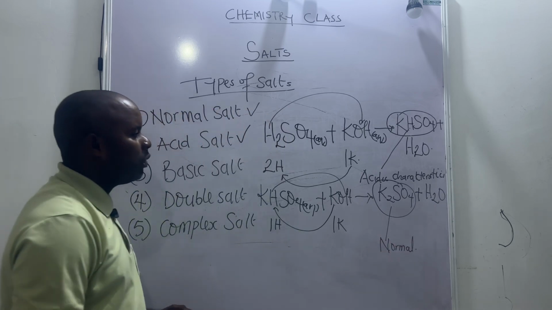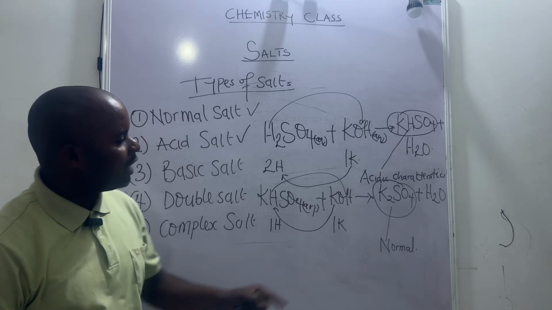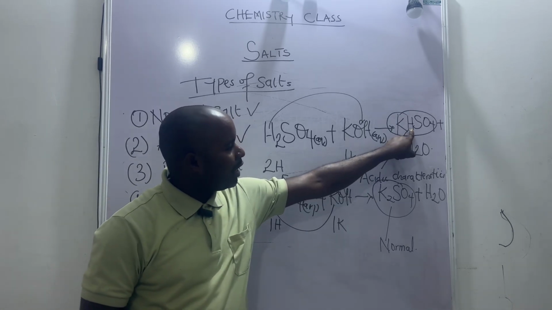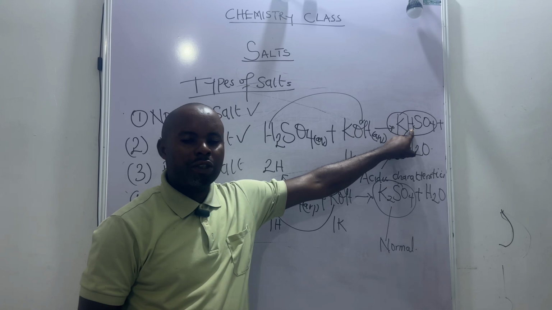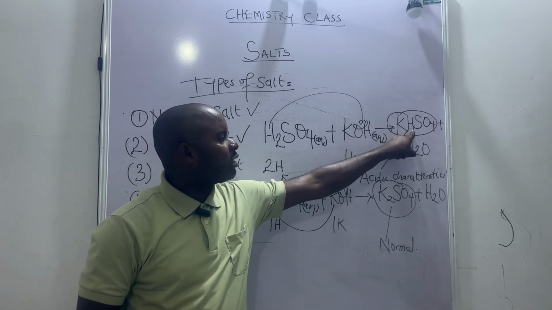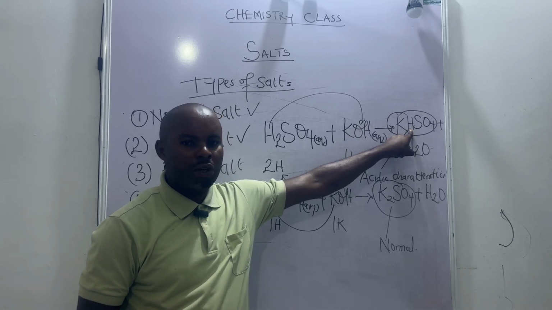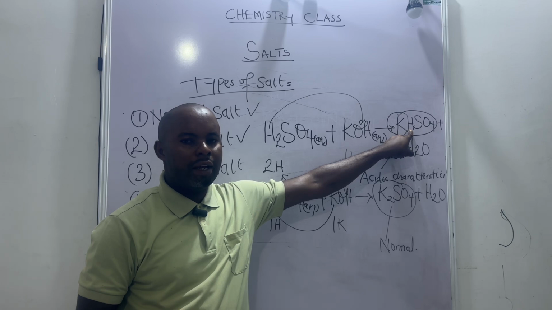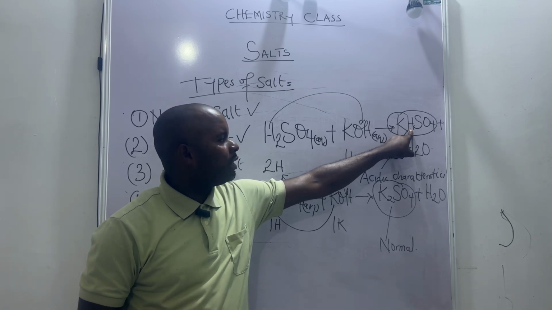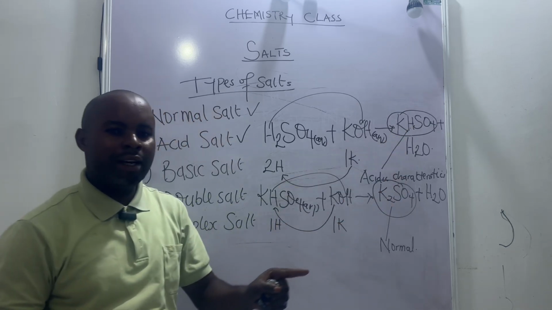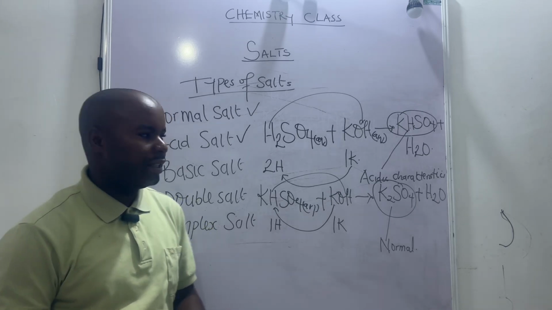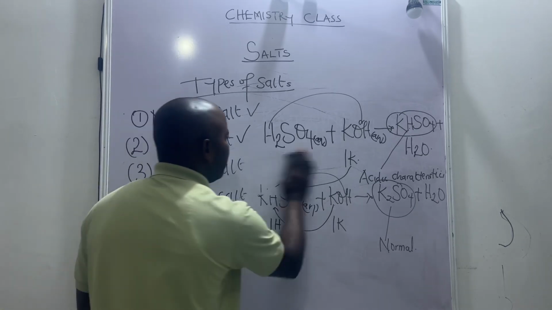So what are you trying to say now? Whenever you see hydrogen in a given compound, in a given neutralization reaction, we can infer that such a salt is an acidic salt. But there are some exceptions. When a weak acid reacts with a base, let's use a very good example.